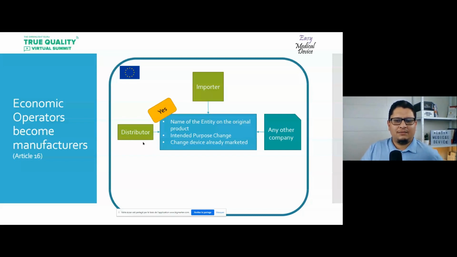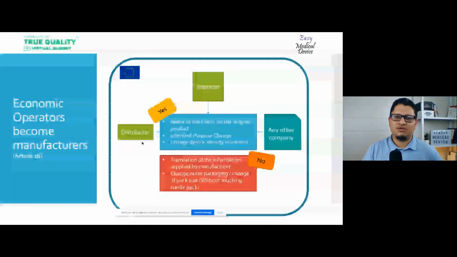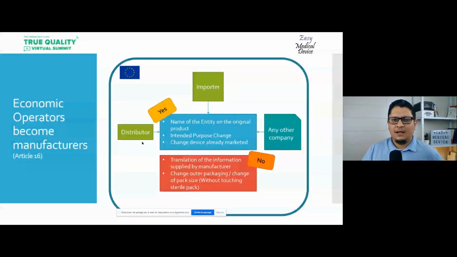If you are translating the information that is already supplied by the manufacturer, or if you are changing the outside packaging, for example, to change the pack size, you receive a pack of 100, but the market is more asking for packs of 10. So you are just changing the pack size, but you are not changing the intended purpose, you are not changing the name of the product, etc. Then you are not considered as a manufacturer. But you still have to inform the manufacturer within 28 days prior to putting the products on the market, to say, I will do this, I will do that, so that he knows about it.